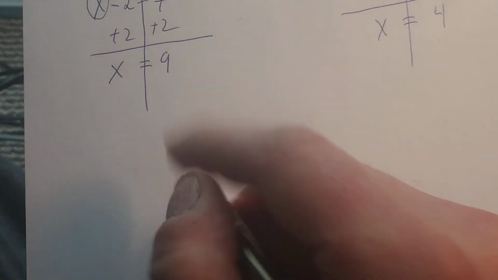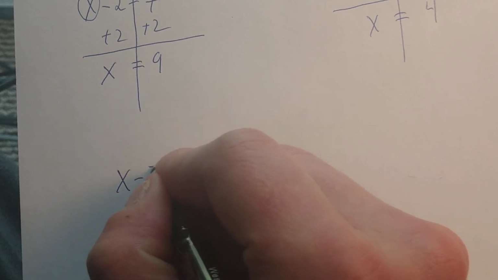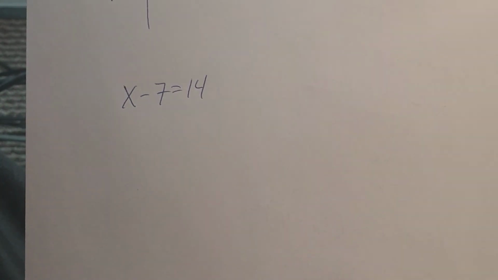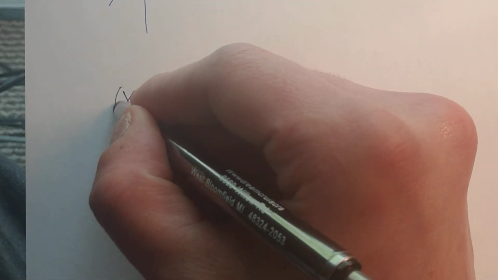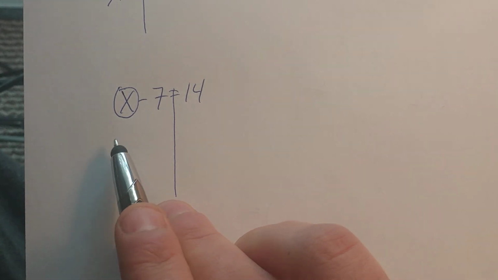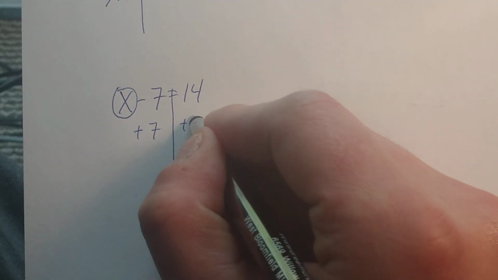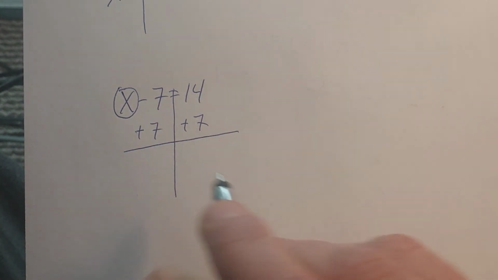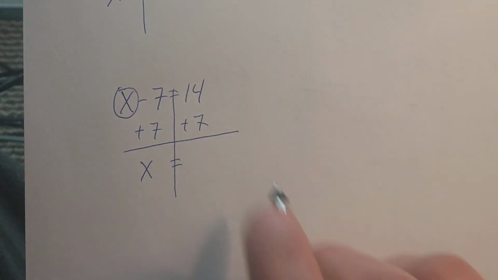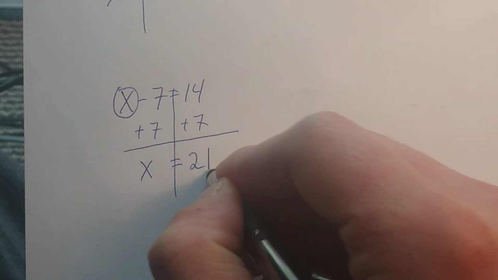Okay? So try this one on your own. x minus 7 equals 14. And pause the video and try it on your own. All right. Hopefully what you did was you found the variable, drew a little line down. You want to get this by itself. So to get that by itself, I'm going to add 7 to both sides. Just like that. Negative 7 plus 7 is 0. So I'm left with x equals 14 plus 7, which is 21.